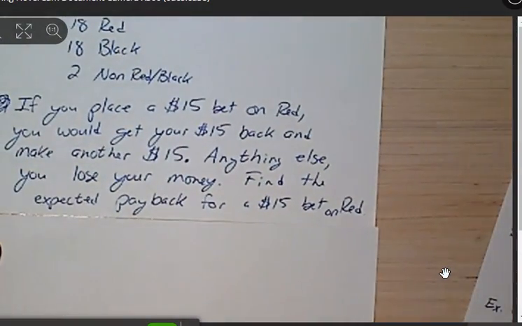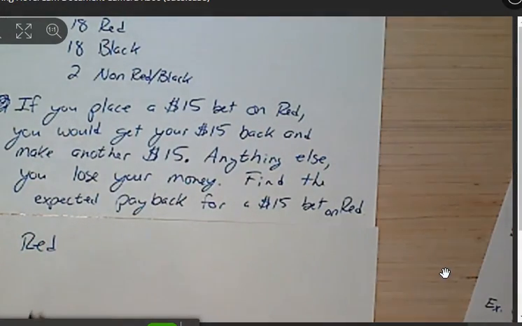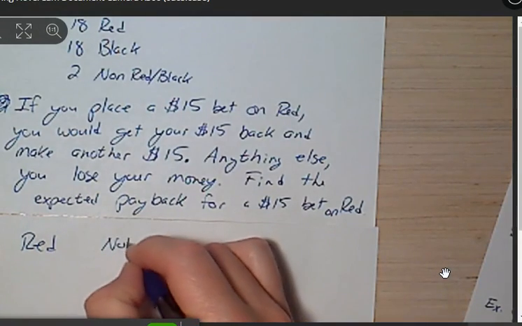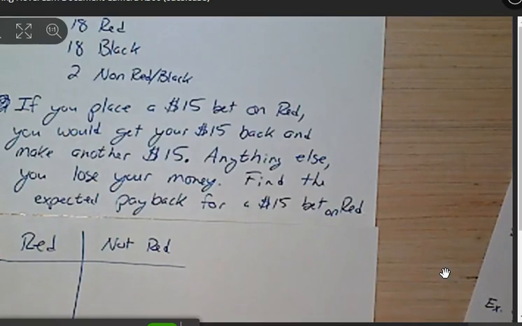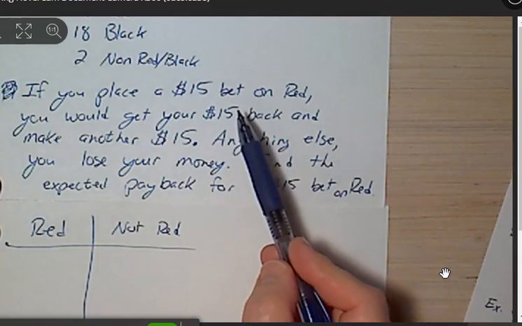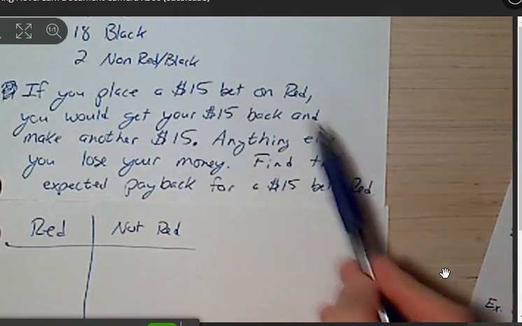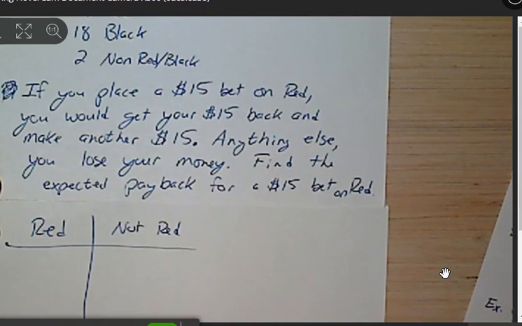Basically we're looking at red as being a winner, and anything else is going to be a loser. So if you want to make a table for this one, you can do that. All right. Now, the way they look at this one is that even though you're putting $15 down and you're getting your 15 back, basically you're doubling your money. If you get 15, you get $30 back. They want to know how much money you would actually make.